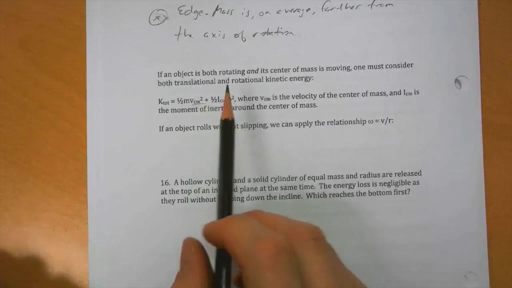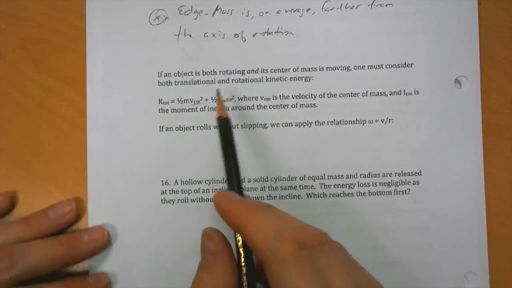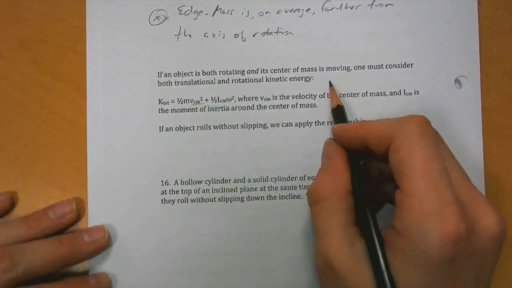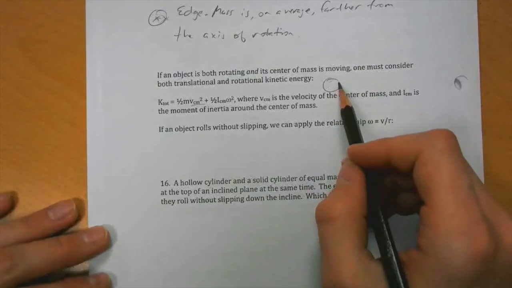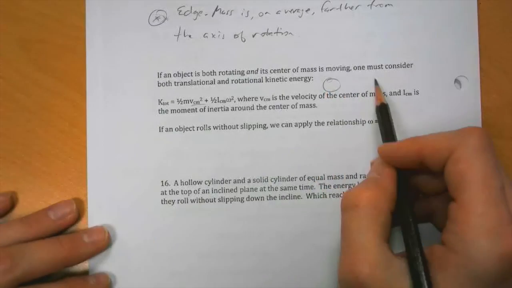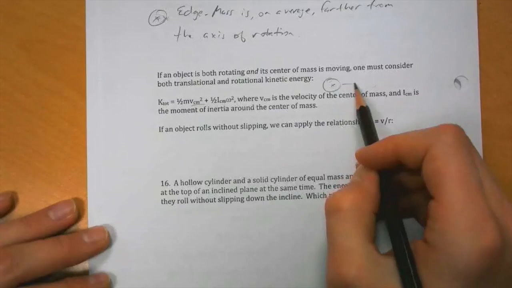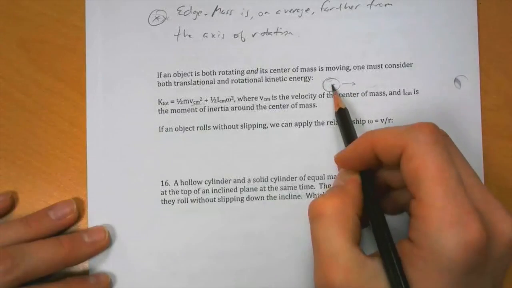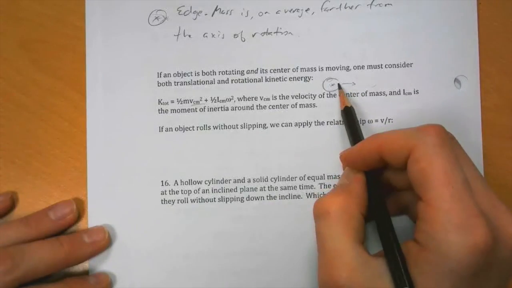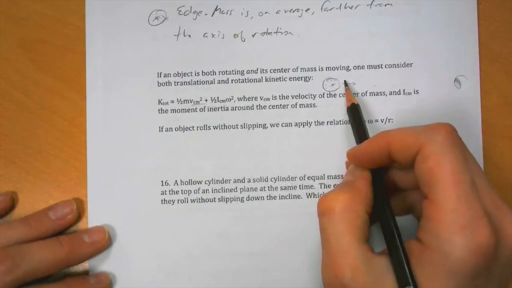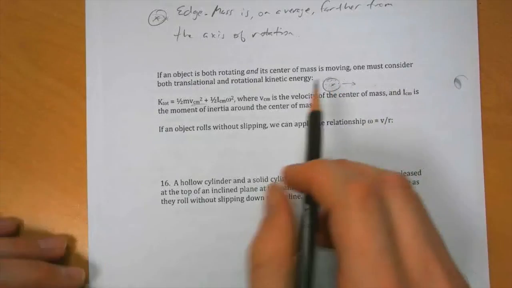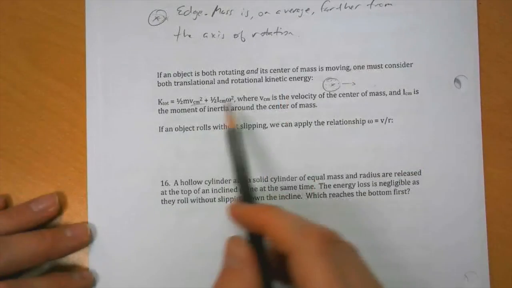So what that means is, say you've got a ball rolling along the floor. Well, it's moving, so it has a center of mass velocity, but it's also rotating, so any given point on the ball is rotating. Those points are moving in an additional way, so you have to incorporate that.